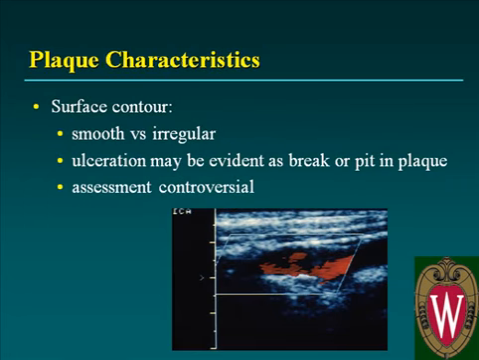The surface characteristics of the plaque have been identified as an independent stroke risk. The surface characteristics are, however, difficult to identify with certainty and to characterize in some cases. But as a rule, smooth plaque is more stable than irregular plaque, and irregular plaque is the kind of plaque that can give off emboli and result in embolic strokes.